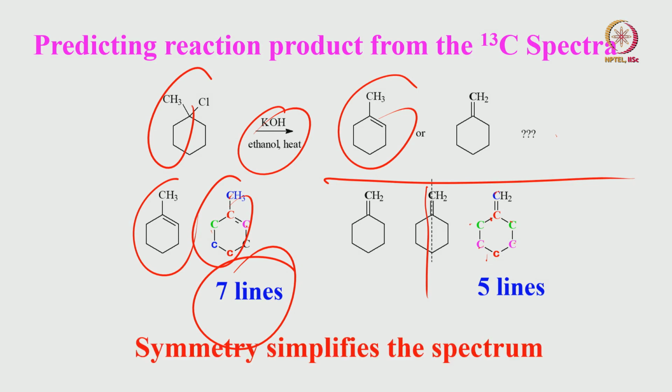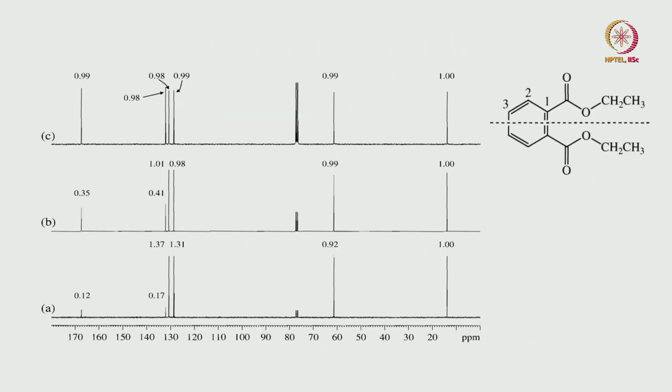There are 5 carbons. So what you do is, when you do this reaction, take the product, take the carbon 13 NMR spectrum, and if you get 7 lines, then this is the product. If you get 5 lines, this is the product. You do not have to even worry about interpretation. Just count the number of lines, then you know what is the product of this reaction. So you can predict the reaction based on the number of peaks you get, which depends upon the symmetry of the molecule.